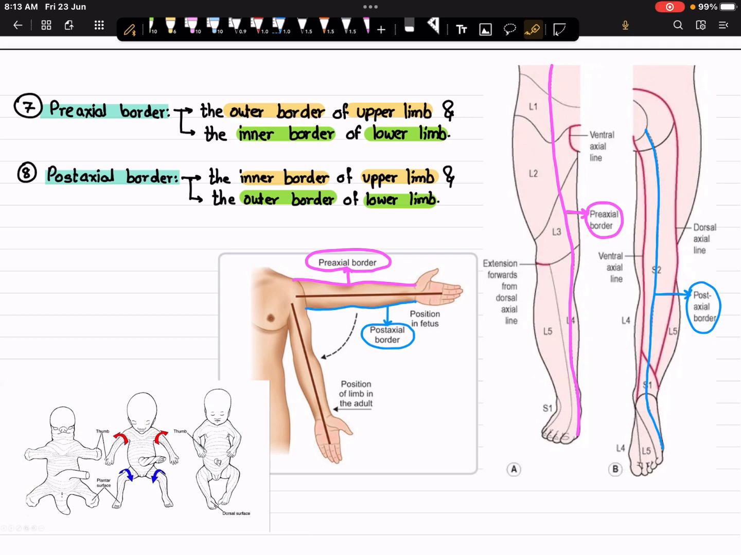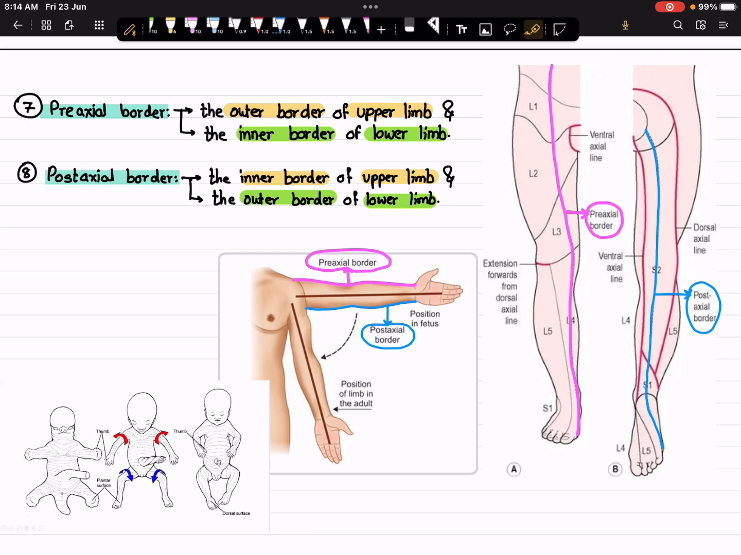For right now learning purposes, you need to understand that the outer border of the upper limb is the preaxial border, as shown in this diagram, and the inner border of the upper limb is the postaxial border. This is actually the main axis of the upper limb. Hence the border which is outer to the main axis is the preaxial border, and the inner border of the upper limb is the postaxial border.